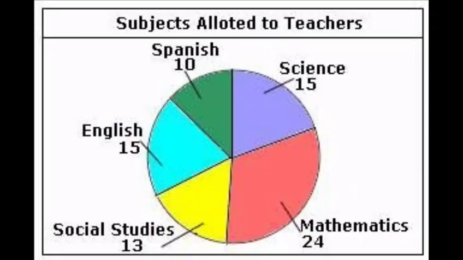The given pie chart shows the subjects allotted to teachers. From this we can find that the science subject is allotted to 15 teachers, math subject to 24 teachers, SS subject to 30 teachers, English subject to 15 teachers and Spanish subject to 10 teachers.